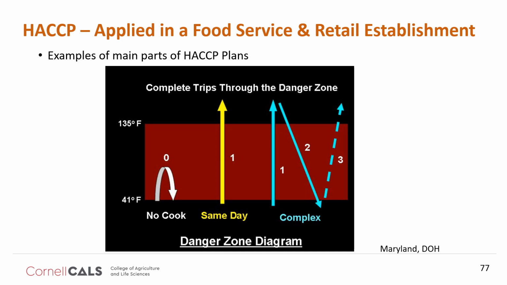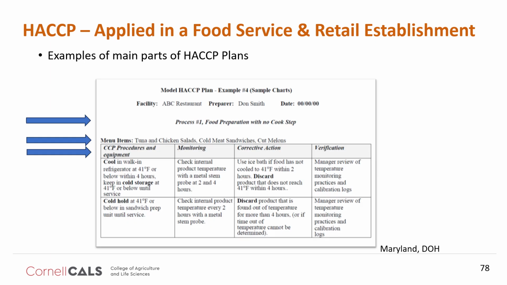The final example separates the menu items by 3 food preparation processes we talked about. Process 1 with no cook step, process 2 with cook step and same-day service, and third process is the complex process where food is cooked, cooled, reheated, hot held, and served. So in this final HACCP plan, we have them grouped by these three processes.